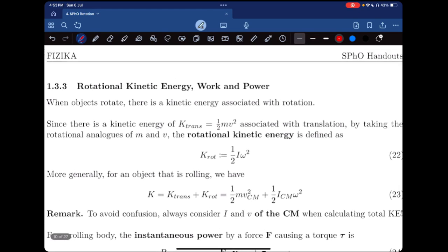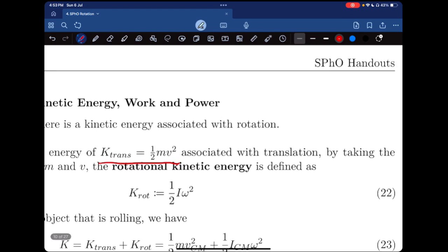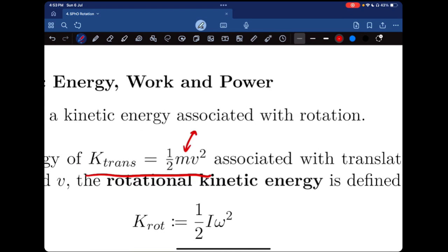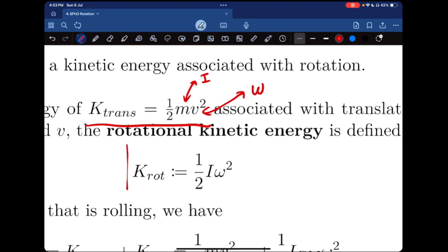So your translational kinetic energy is given by half mv squared. You know that your m is analogous with I, and your v is analogous with omega. So it should be quite natural for you to write this for your rotational kinetic energy. And indeed, this is the correct expression for it.